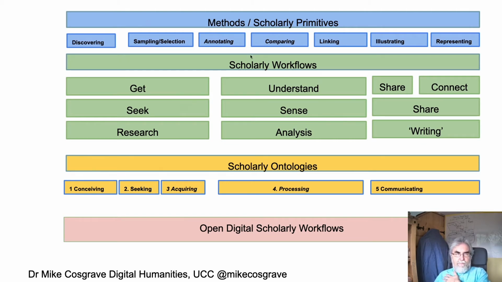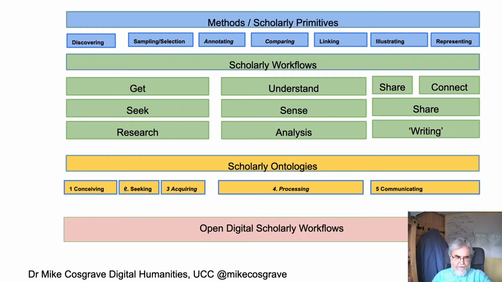They also map to John Unsworth's scholarly primitives, which he wrote a paper about almost 20 years ago, where he set out to identify the basic fundamental building blocks of scholarly activity. And he came up with this list: discovering, sampling, annotating, comparing, linking, and then illustrating and representing. And they map surprisingly well to the different stages of scholarly workflows.